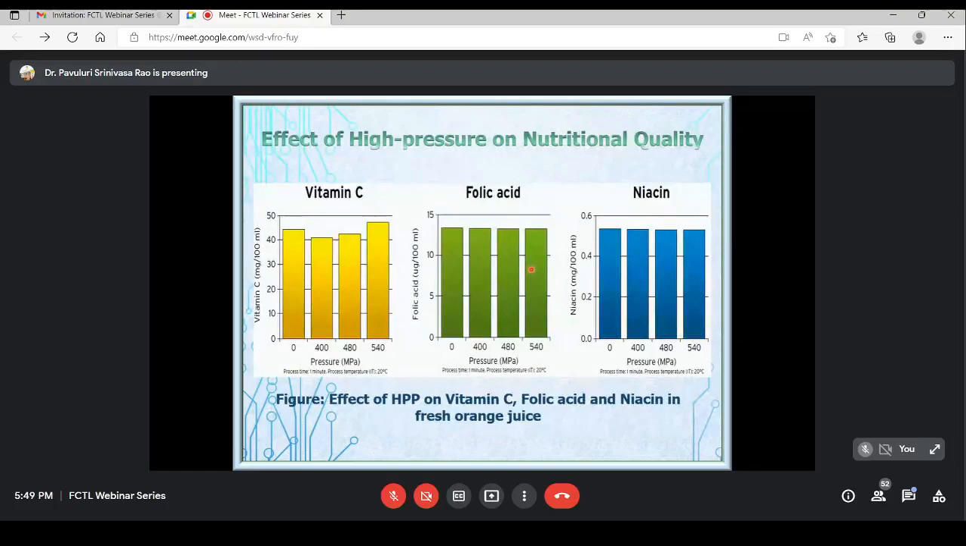Now if you see the nutritional quality retention, this graph indicates the retention of vitamin C, folic acid and niacin, which are most sensitive in thermal processing. You can see vitamin C at 540 megapascal is higher than even the control. This is because of the extractability, due to cell permeabilization, so you are able to get a higher amount of vitamin C. Similar cases were there for flavonoids and other bioactives. Similarly, for folic acid there is no change even at the most severe condition of 540 megapascal. In case of niacin also, at 540 megapascal there is no change compared to the control samples. This way, you have the advantage of good retention of the most important nutritional aspects.